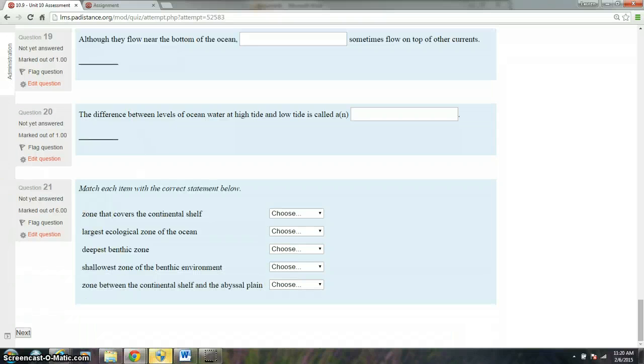Okay, question 21 is matching. Your answer choices are in the drop-down boxes. The first statement is the zone that covers the continental shelf. Your answer choices are the basal zone, oceanic zone, intertidal zone, hadal zone, neritic zone, or abyssal zone.